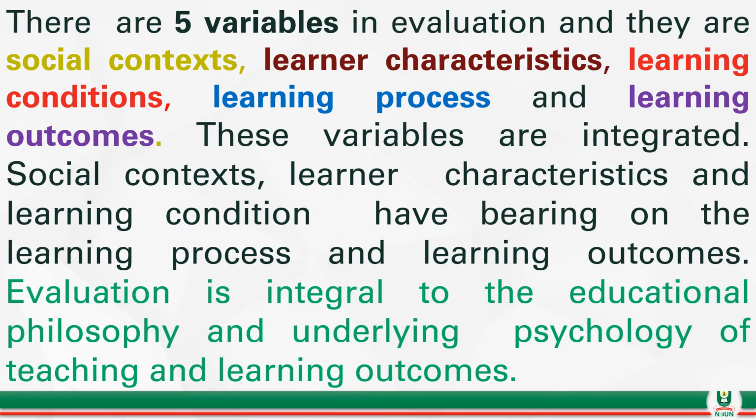There are five variables in evaluation, and these are social context, learning characteristics, learning condition, learning process, and learning outcomes. These are very, very important when we talk of evaluation in language learning. These variables are integrated. They work together. Social context, learner's characteristics, and learning condition have bearing on learning process and learning outcomes. You can see that they are really integrated because they need one another to bring out the expectation on evaluation. So evaluation is integral to educational philosophy and underlying psychology of teaching and learning outcomes.